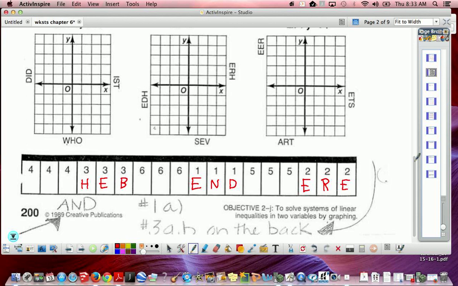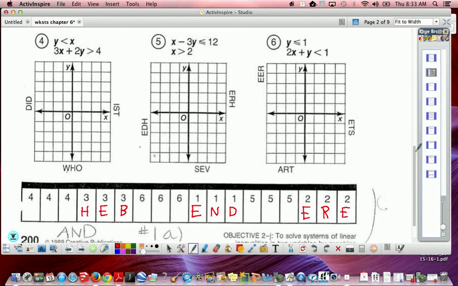All right, number 4. On number 4, here we have y is less than x. If it helps you, put a +0 here so that you can see that the slope is equal to 1, since you put a 1 in front, and the y-intercept is 0. So you start at 0, up 1 to the right 1, up 1 to the right 1, and so forth. Down, and I have my line.